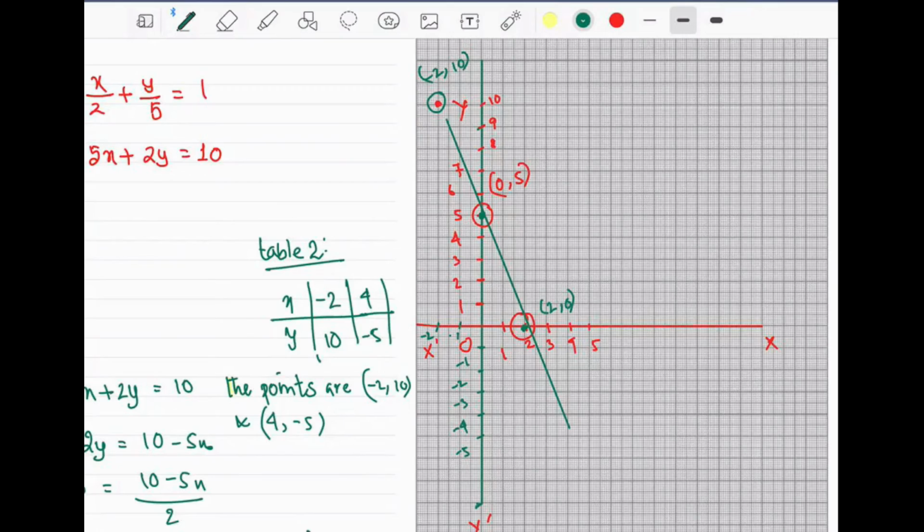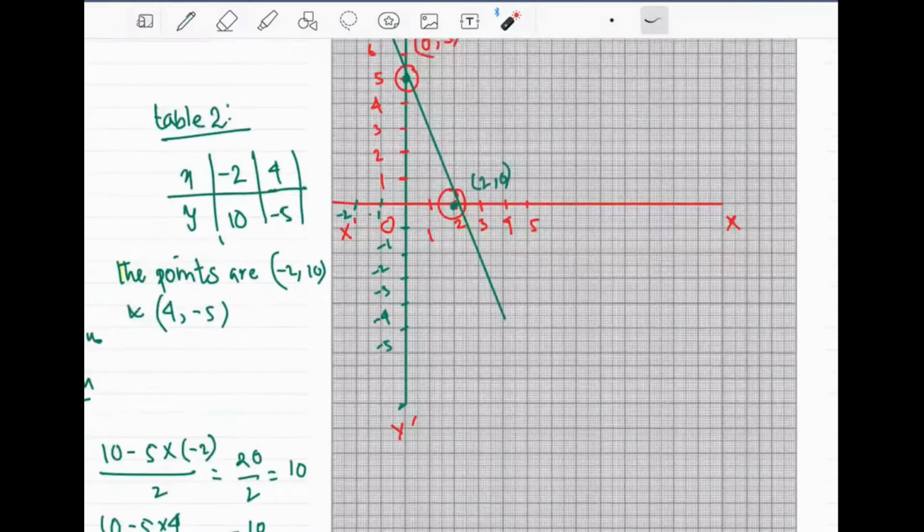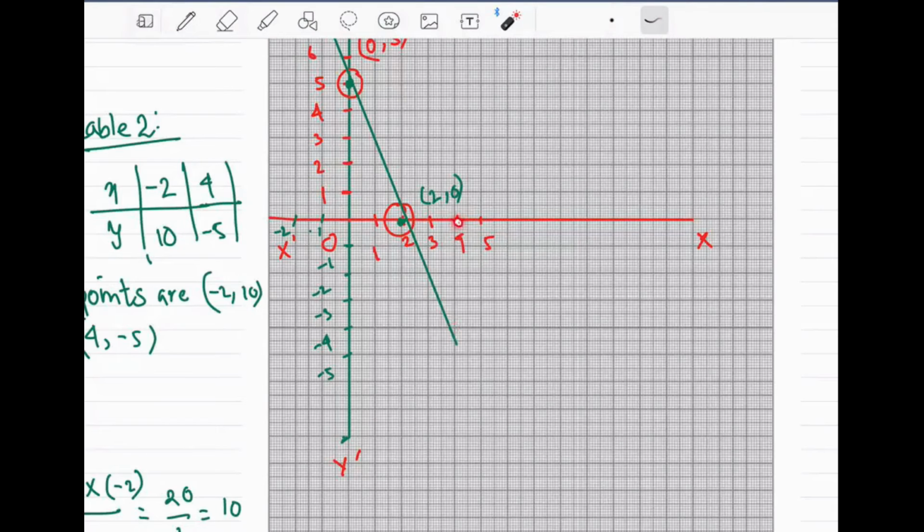What about the other one? The other one is 4 minus 5. Where is it? 4 in the positive direction, then go 5 points down here. So here is your point, 4 comma minus 5. Let's encircle it also.